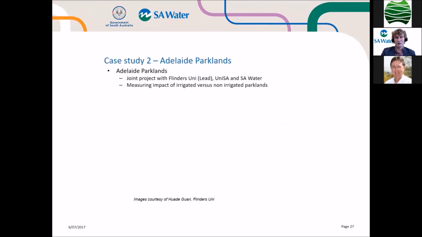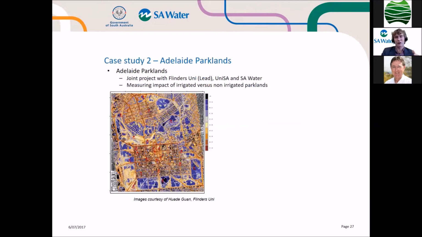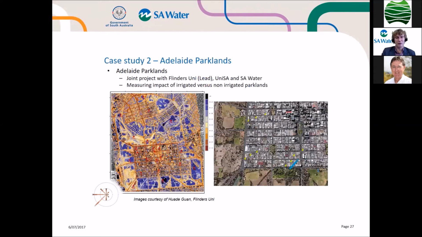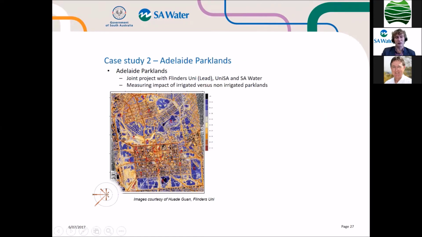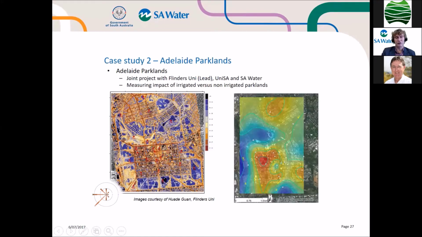The other, and just quickly, the other one is Adelaide Parklands. This is where we've identified with Flinders University, or was actually led by Flinders University, that we could start to cool the city down by irrigating the parklands that surround the city. We put some transects of weather stations in. This was the trial site down here at Veale Gardens, and basically they were looking at how much temperature difference we could make to the air within the city.